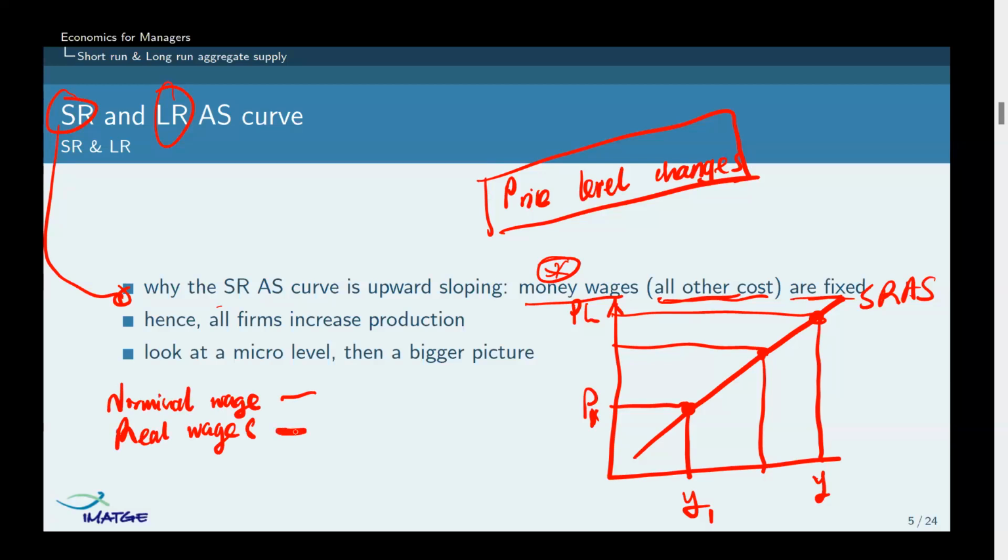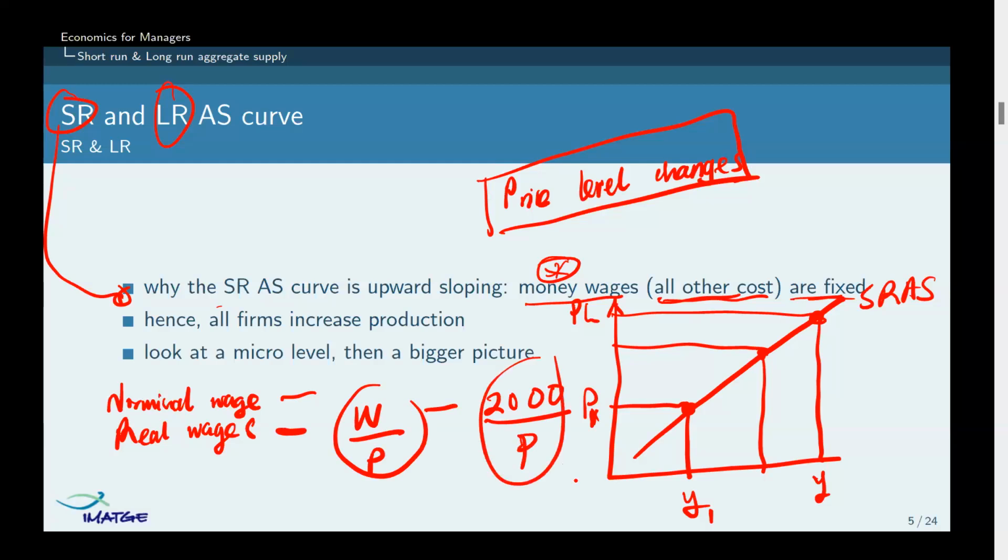But when we are talking now about real wages, we are looking at the nominal wage W divided by the price level. What do we want to see? We want to see, if you are getting 2,000 rands as your wage, and you divide by the average price level in the economy, how many commodities that wage is going to buy.